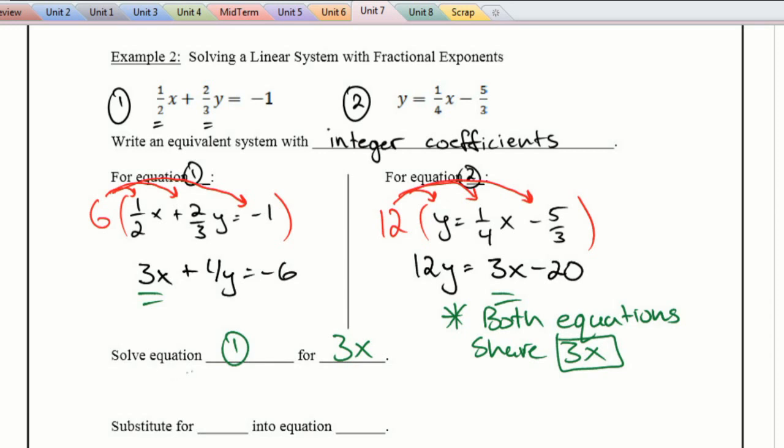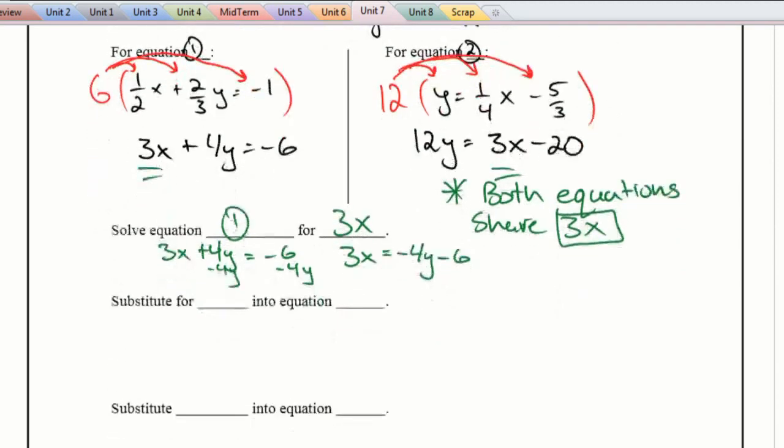So I'm going to take this 3x plus 4y is negative 6. I'm going to subtract 4y from both sides, and I'm going to end up with 3x is equal to negative 4y minus 6. So this is maybe where this gets a little bit weird. We're going to substitute 3x into equation number 2. That's kind of confusing, but we're going to go for it.